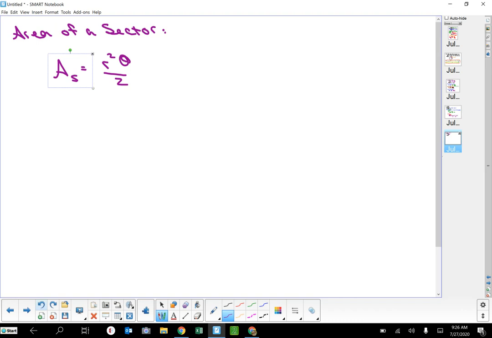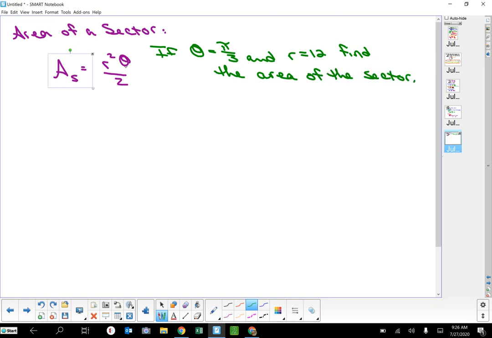Okay, so here is a problem. If theta equals pi over 3 and R equals 12, find the arc length. I'm sorry, the area of the sector.